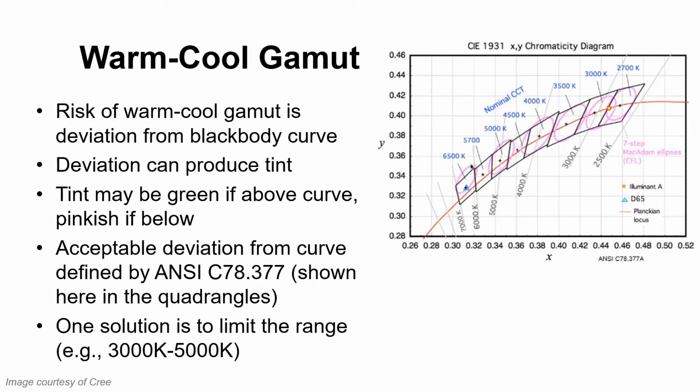Manufacturers design LEDs to emit light at a given point on the blackbody locus within certain tolerances of deviation from the locus. These tolerances are typically based on ANSI standard C78.377, which specifies the range of white light recommended for general lighting with LED products. These tolerances are shown in the graph where we see the quadrangles. There are various solutions to the deviation, one of which is to limit the CCT range and therefore keep the deviation within the accepted range.